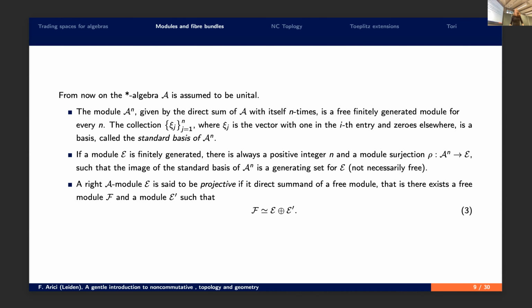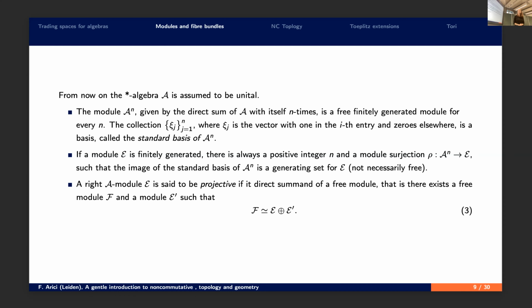So from now on, we assume that A is a unital star algebra, so we don't put any norm on it yet. And then we can consider the module A to the power n, which is given by the direct sum of the algebra A with itself n times, so it's just a direct sum module. This is free, it's finitely generated in a very simple way. You just take the collection of vectors which have 1 in the first entry and 0 otherwise. And then because the module is A to the power n, you can use the 1 to multiply and generate everything you need. And this is a basis called the standard basis of this free module.